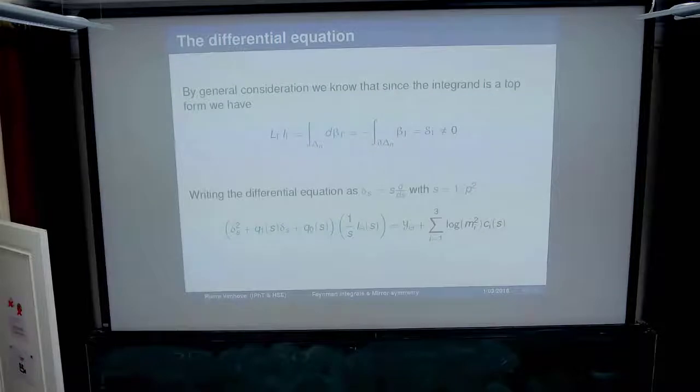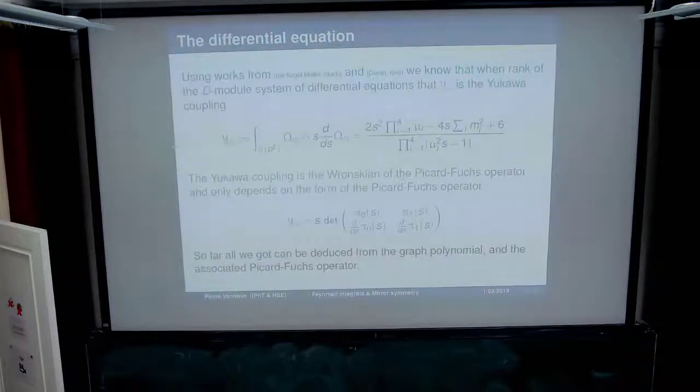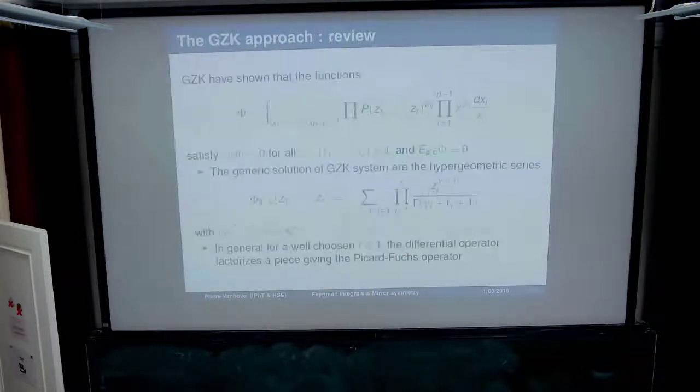So for the case of the sunset graph, what you find is two contributions. One contribution that contains the log of the masses, and one contribution that is a rational function of p squared and the masses. And what happens for all the banana graphs is that you get these powers of logs. Okay. So let's see. Now let me go back a little bit.